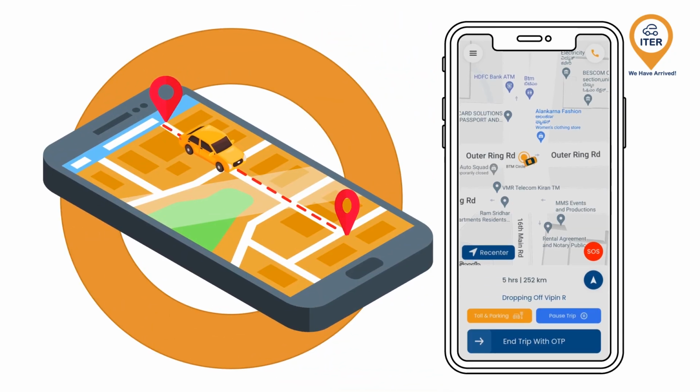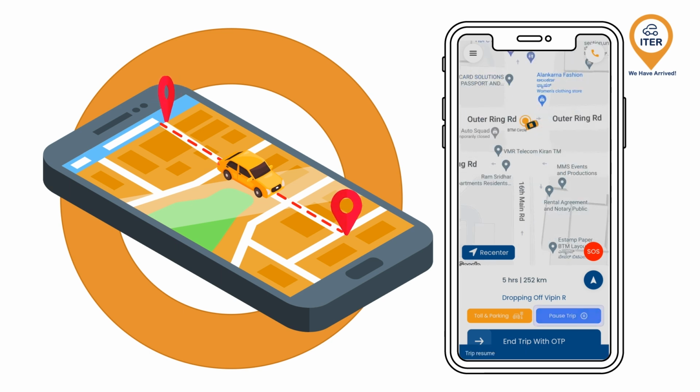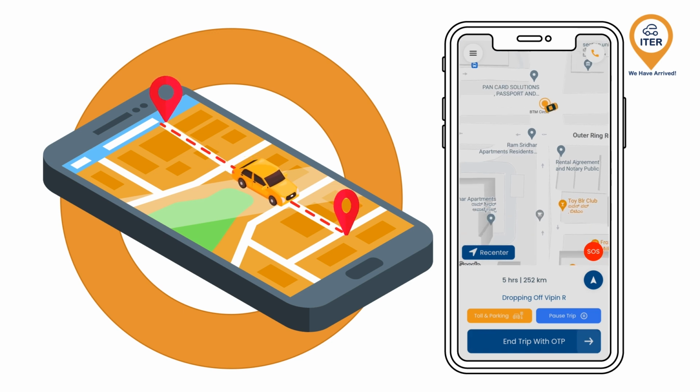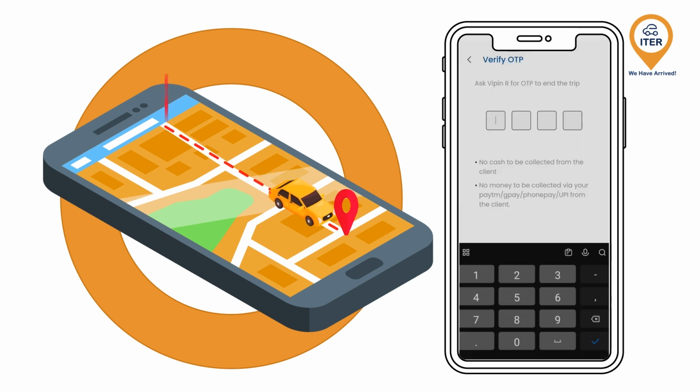Sometimes, if there is an outstation journey, there are chances the trip can go on more than one day. So, in that case, the driver can pause the trip at night and resume the duty in the morning. During the pause trip timing, the driver's location won't be shared with the customer. After resuming, once the driver reaches the destination, he can end the trip.